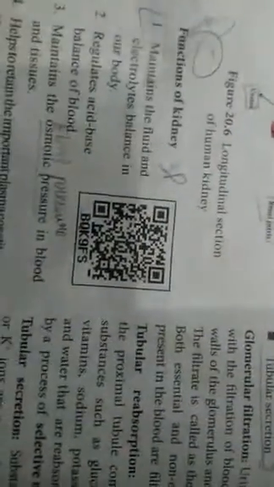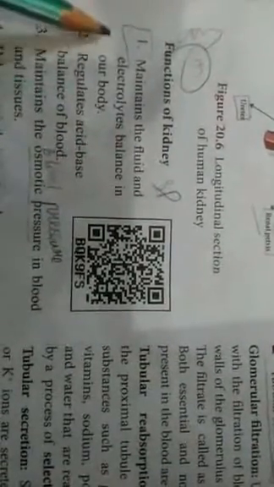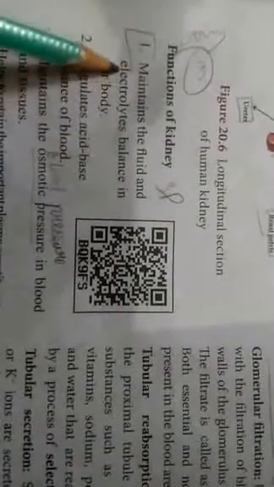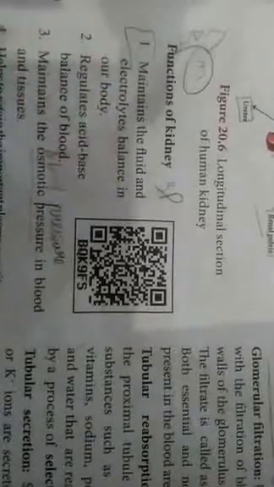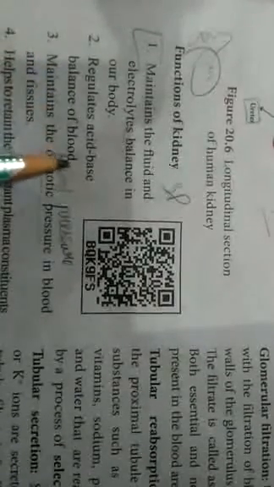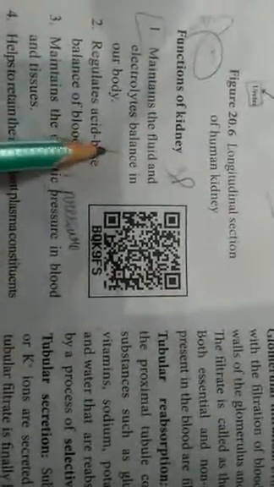Next, the functions of our kidney. What are the functions of our kidney? The kidney maintains the fluid and electrolyte balance in our body. It also regulates the acid-base balance of the blood. Blood pH is 7.4, and this is maintained by our kidney.